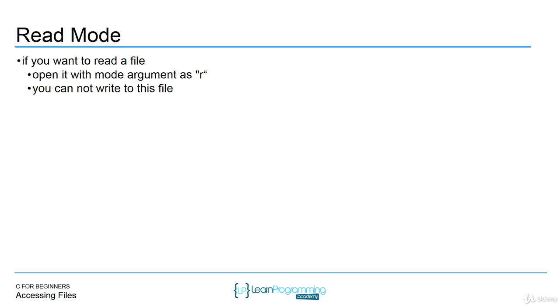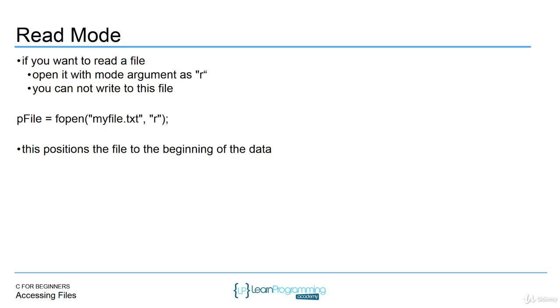In read mode, we can open up the file to read a file. We just use the R inside double quotes. This is read only. You cannot write to the file. If you do R+, you would be able to read and write. So it looks like the other calls. You just do an fopen, pass in the name of the file, and then R in double quotes. That returns a file pointer. It will also position the file to the beginning of the data.